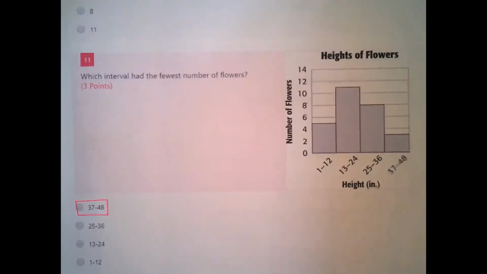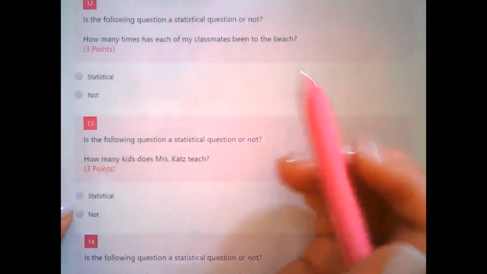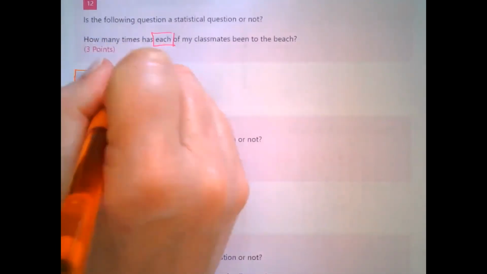Okay. Question number 12. Is the following question statistical or not? We're going to go through these pretty quick. How many times has each of my classmates been to the beach? "Each" is a very key word here. If we're asking a bunch of different people, we could get lots of different answers, so this is a statistical question.